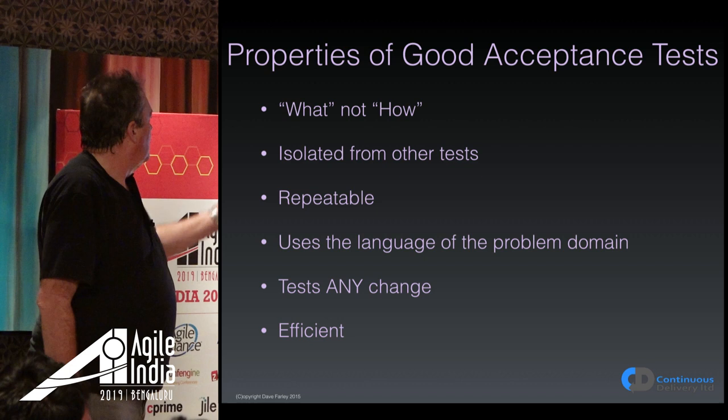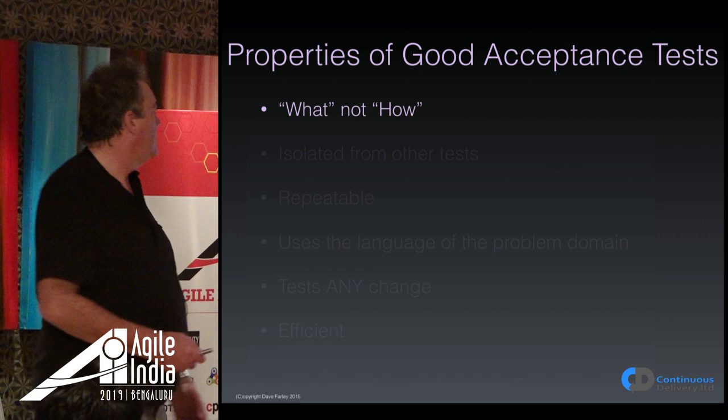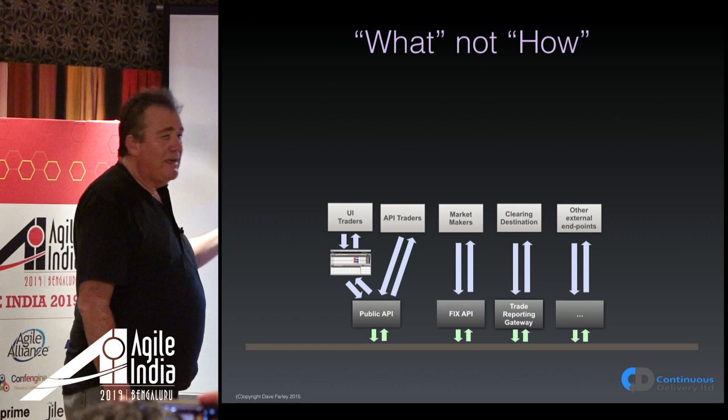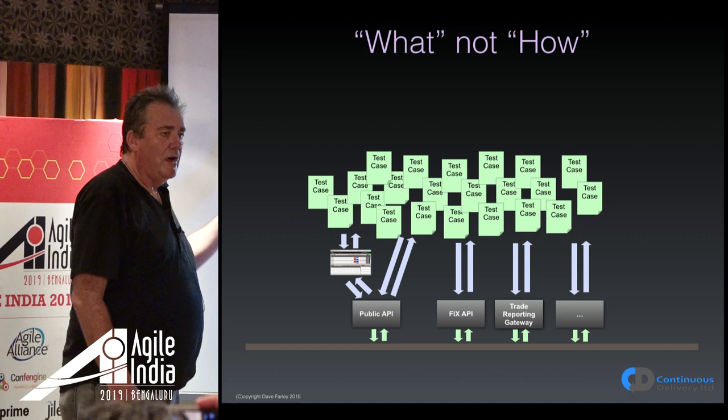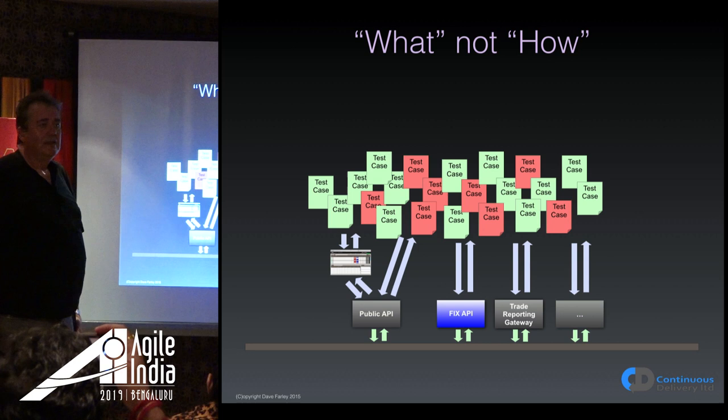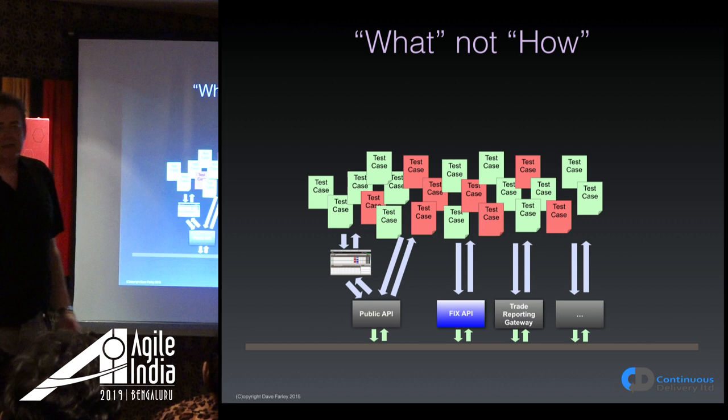We want to try and separate what the system needs to do from how it does it. So here's a picture of a system, and we've got some groups of users that are interacting through different channels of communication with the system. And typically, if we were going to write automated tests for something like that, we'd effectively replace the users with a whole bunch of test cases like that. If one of these APIs were to change in a way that broke a bunch of test cases like this, the only way that we can manage this situation is to go to each individual test case and correct it. That's not very good.